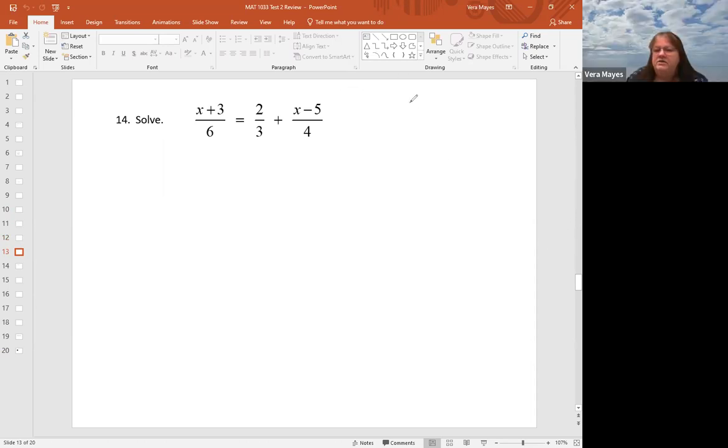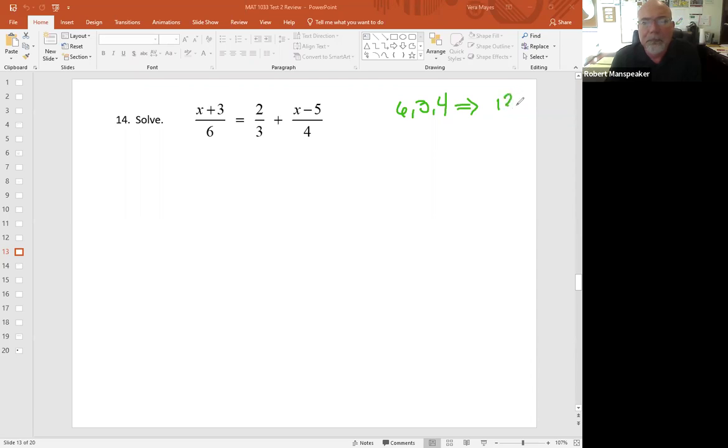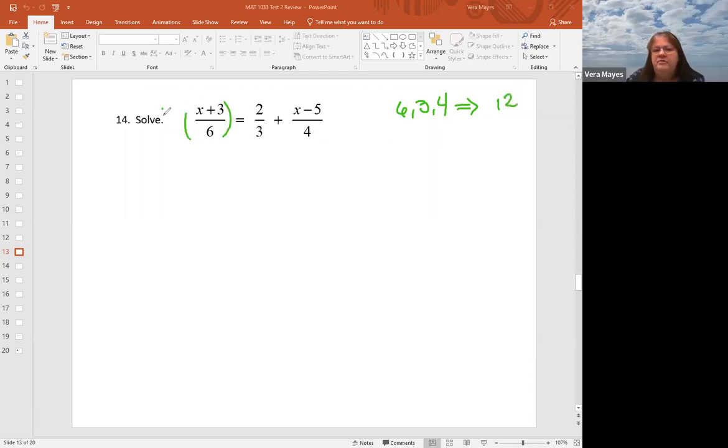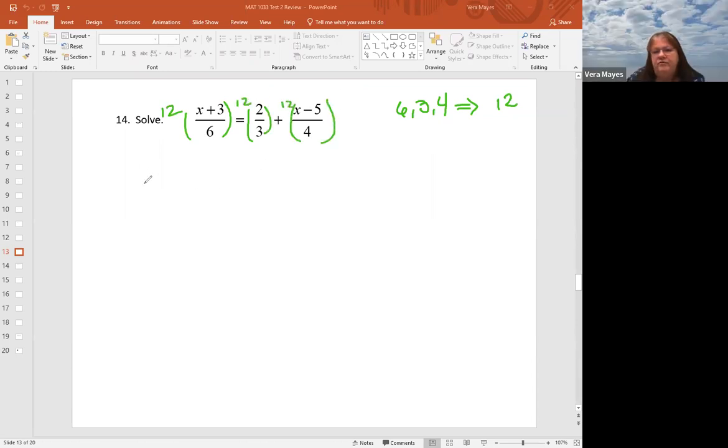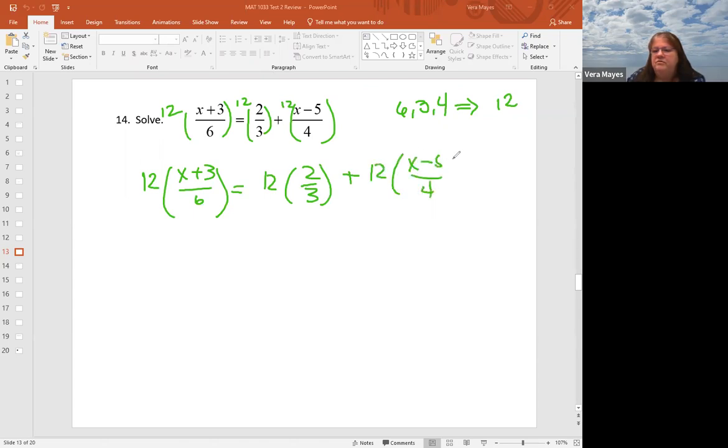Okay. All right. So I see fractions with addition. So you guys told me we need a common denominator. So let's bring our numbers over, look at them. What would be a good common denominator for 6, 3, and 4? 12. Yep. So we are going to multiply everybody by 12. I do usually like to rewrite this so I have room. I don't want to be crowded because then I make mistakes and lose things. Equals 12 times 2/3 plus 12 times x minus 5 over 4.